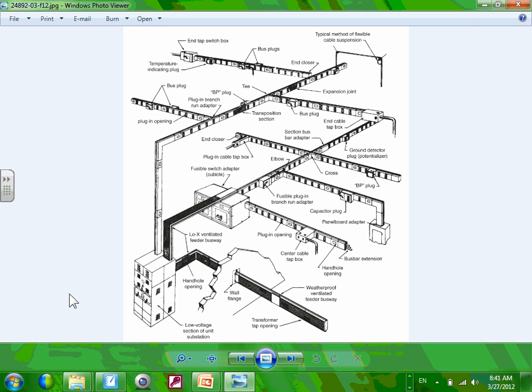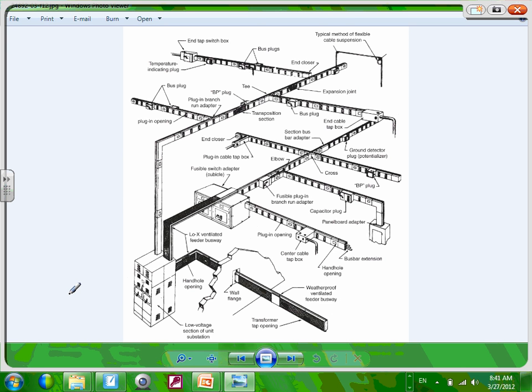We'll talk about busways. The two major types of busways are feeder busway and plug-in busway. If you look at this, the busway that comes out of here all the way and comes back, they call this one a feeder busway. Why a feeder busway? Because it's taking a major chunk of load and taking it to a different destination.